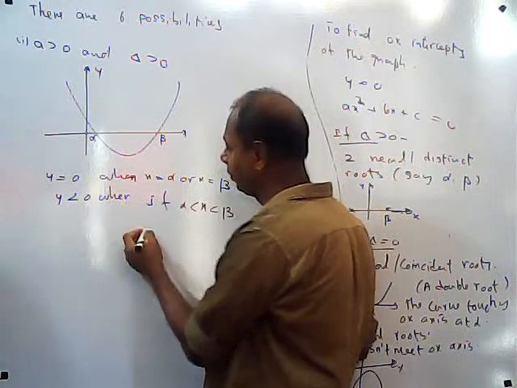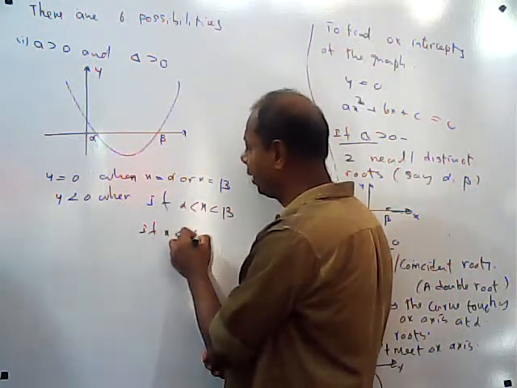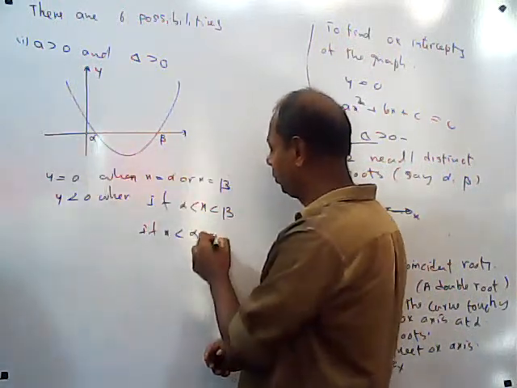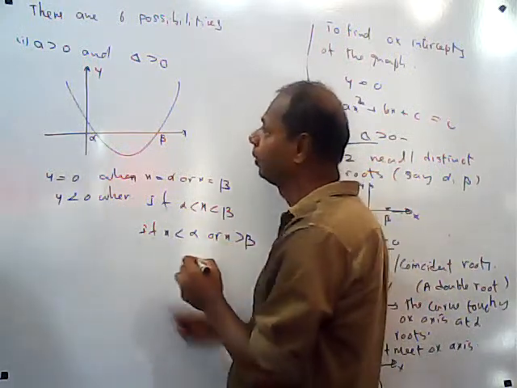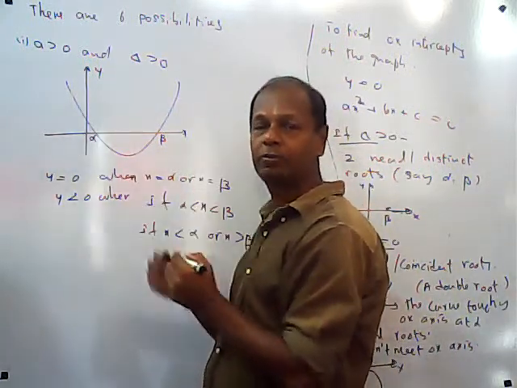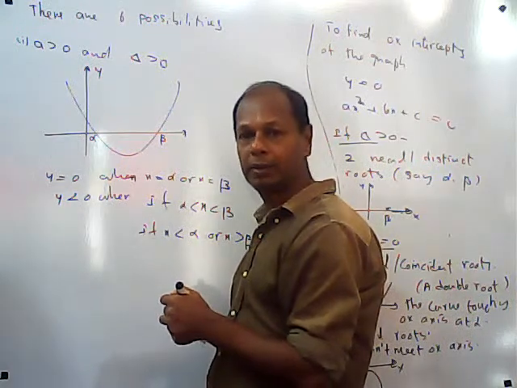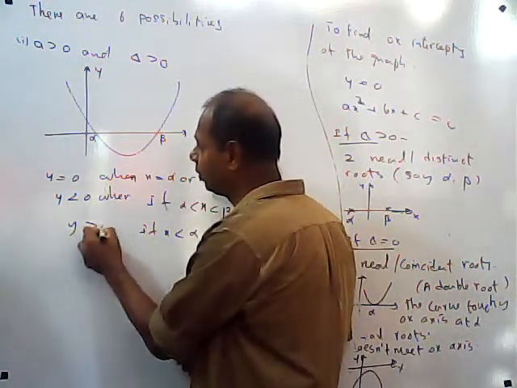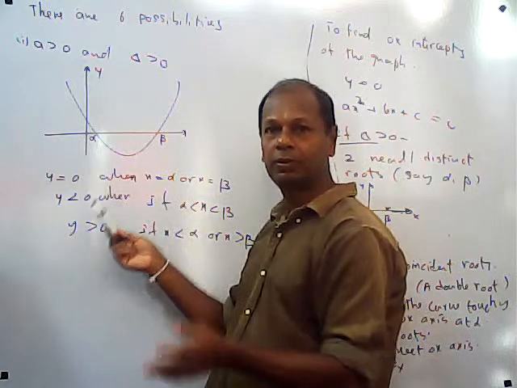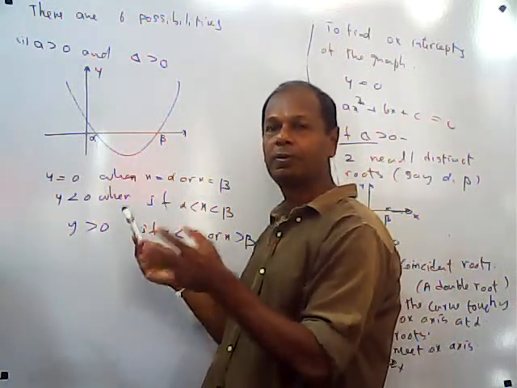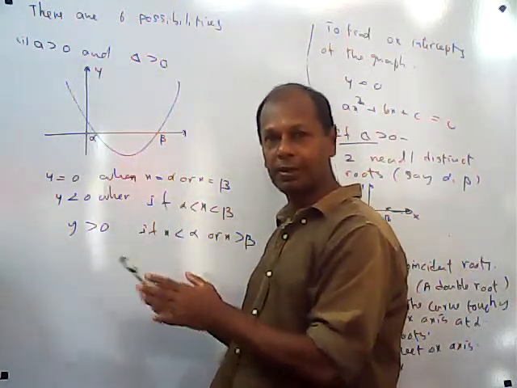On either side, x is less than alpha, or right of beta, then y will be greater than 0. Y is equal to 0, y is less than 0, y is greater than 0, everything is there, right?